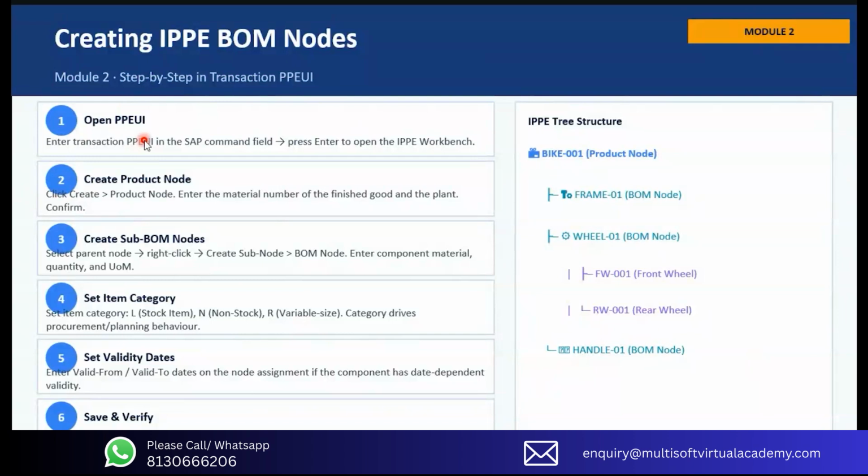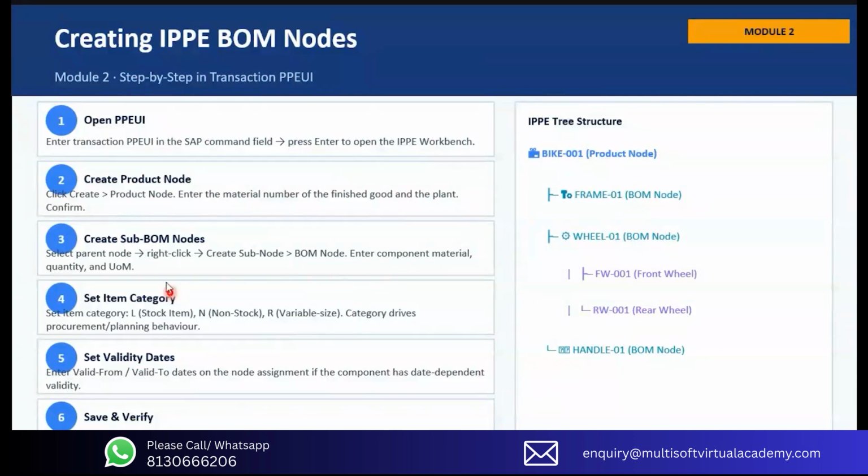Open PPE UI or PPE, anything. This is a bit old. In ECC it is a UI, but in S4 you can straight away see PPE. You enter this transaction, then the workbench will open. Create node, from the menu, on the toolbar you have that. Then enter the material number of the finished good and the plant, then confirm it. Then that is the header material you added.